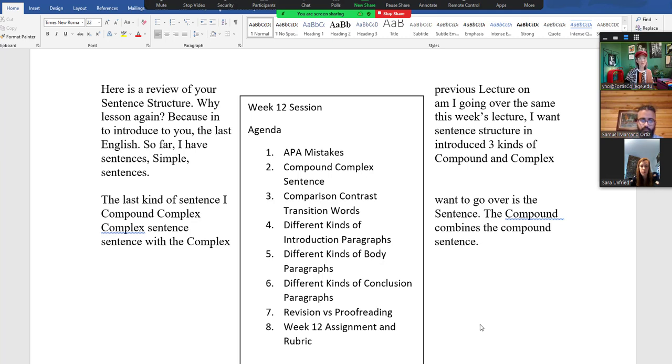And by the way, when you make an oral presentation, this agenda should show up as either your first or second slide, okay? Then the next slide would be APA mistakes. Then your next slide talks about compound complex sentences. Your slide after that will talk about transition words. Then your next slide will talk about introduction. So basically this is like a table of contents. Your first or second slide is your table of contents, and then these become your body slides for an oral presentation. So that's how we would do a PowerPoint.